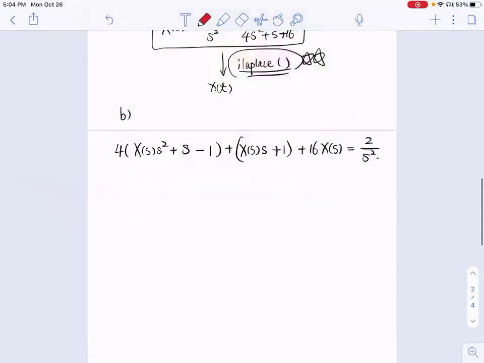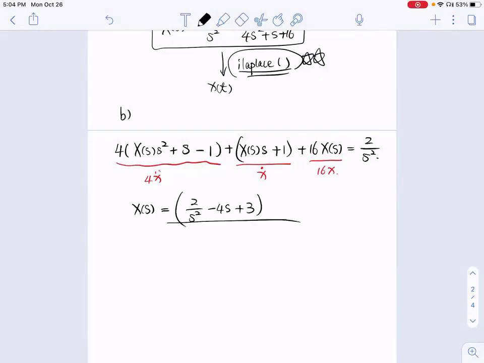So let me underline these. That's the Laplace transform for 4x double dot. That's the Laplace transform for x dot. That's for 16x. Just pay attention, don't make calculation mistakes. So plug these back in. And then as I said, you need to find the X solution in the s domain, so all the other terms need to be moved to the other side. So you have these constant terms, -4s and +3, and then divided by the coefficients.